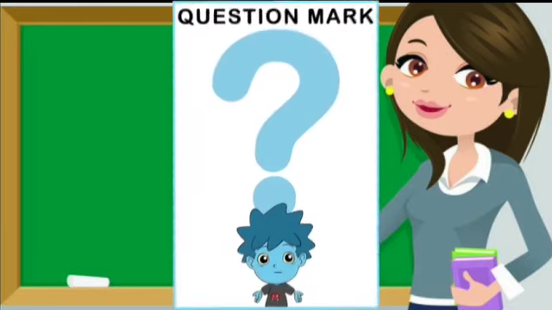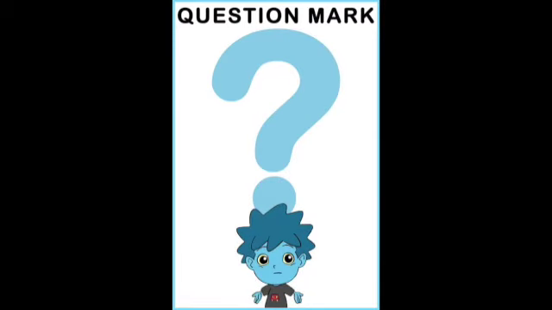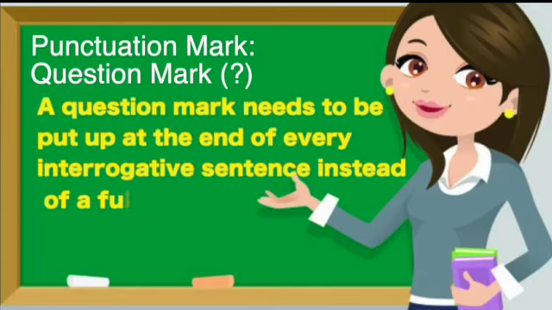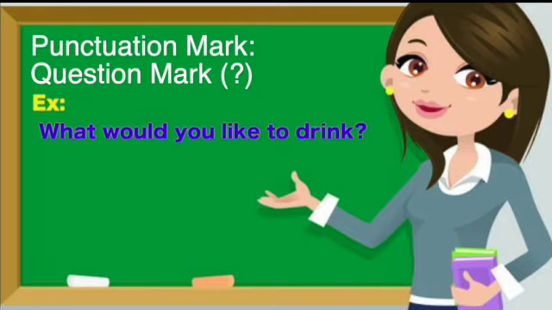The next punctuation mark is question mark. Slaters, as the name suggests, a question mark needs to be put at the end of every interrogative sentence instead of a full stop. For example, what would you like to drink? Children, if you observe in this example, we have put a question mark at the end of the sentence instead of a full stop. Another example is, how can I help you?